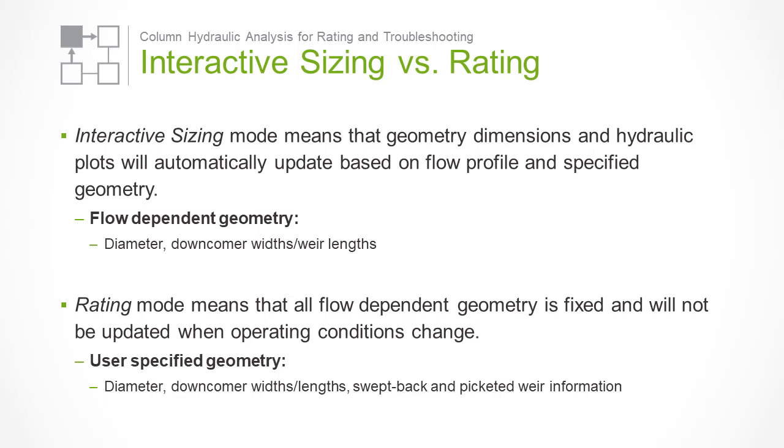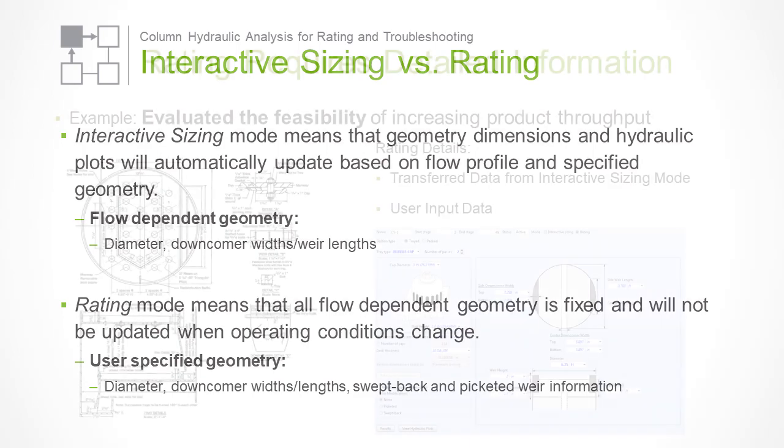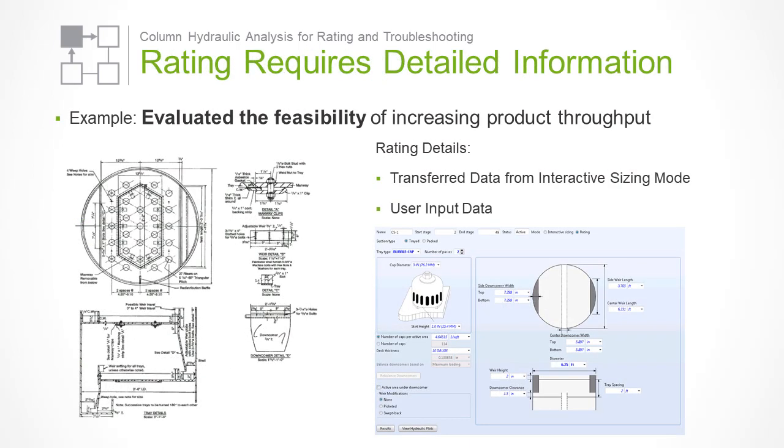In comparison, the rating mode of column hydraulic analysis means that all flow-dependent geometry is fixed and will not be updated when operating conditions change. Users need to specify these dimensions. In industry, column rating studies are needed for many scenarios. For example, when evaluating the feasibility of increasing product throughput in a column or changing a column feedstock, rating studies are important to give guidance.